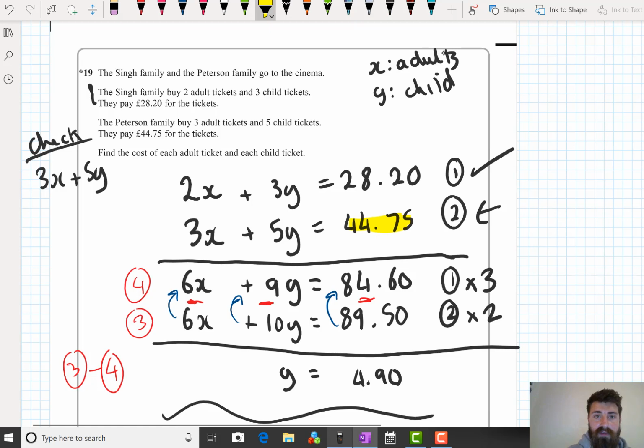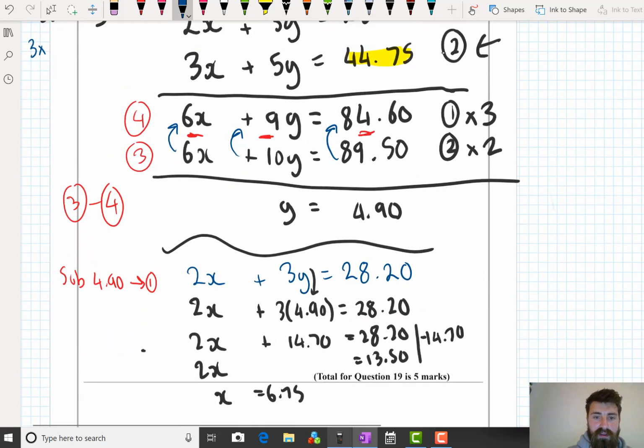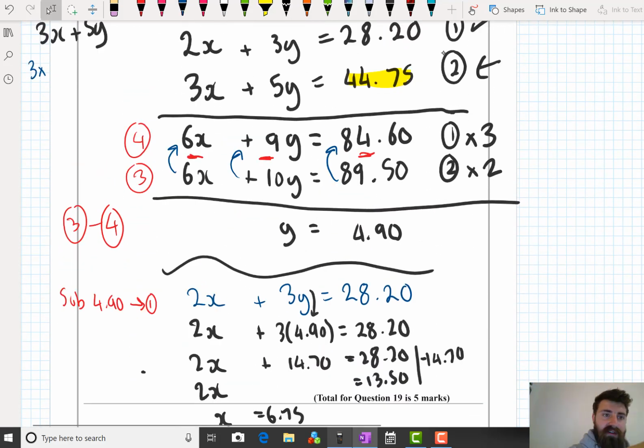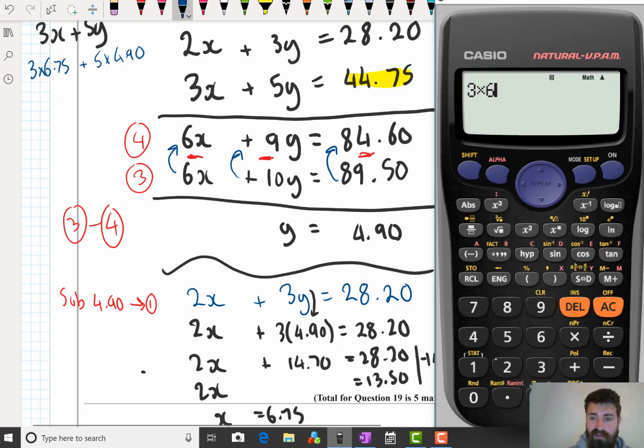So 3 times, oh god, it's blue again. Do I keep looking at that? 3 times 675. Add 5 times y, where y is 490. 5 times 490 should be giving me that value. If not, I've made a mistake somewhere. Or the calculator's wrong. Probably me though.